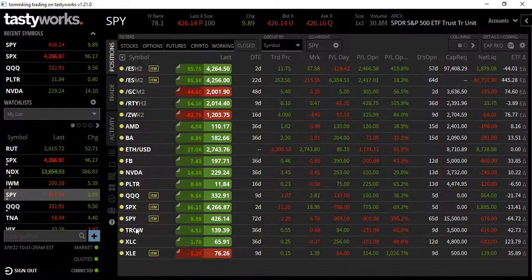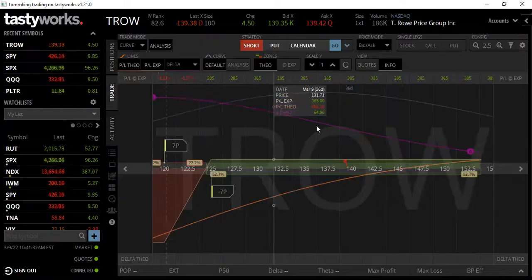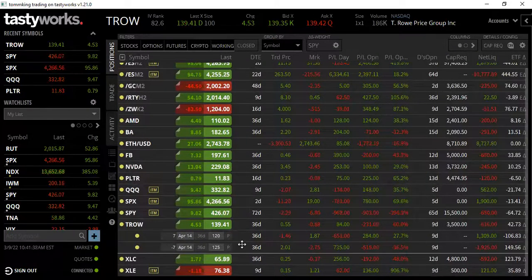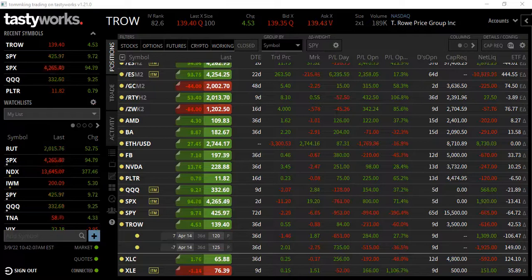Nothing else going on in SPY. Take a look at T. Rowe quickly here. Just a vertical that we have on. It's a vertical put credit spread. Move this out of the way. So we're down on this one. Still, we're down 60%, a couple $100 on this, but we're sitting above the put here. And if we looked at this on TOS on a chart, we're starting to see some potential bottoming action on it.